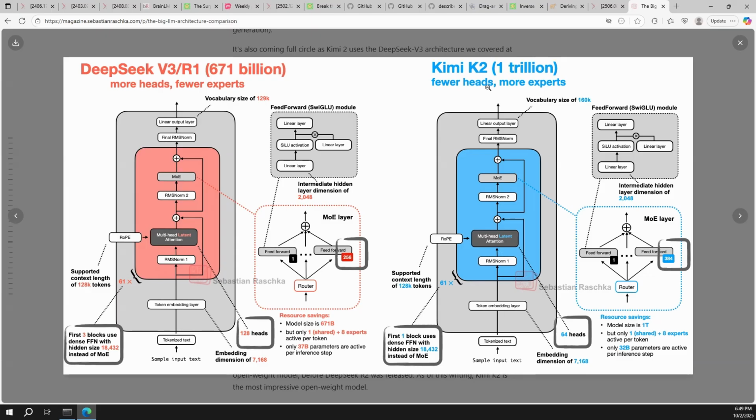DeepSeek definitely came first. And I can't remember, Kimi may have even explicitly said in the paper that they used DeepSeek V3 as the starting point. So I don't think they're pretending that they just came up with this on their own. Okay.